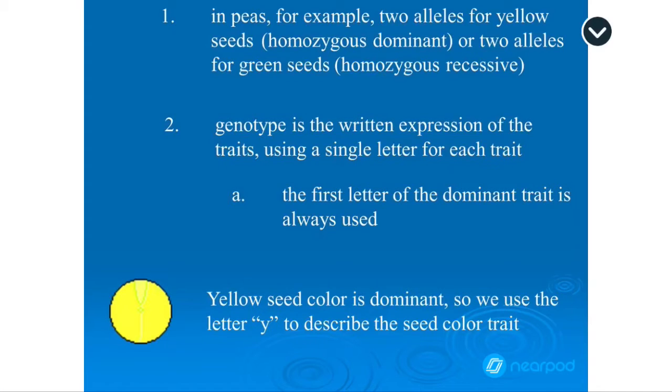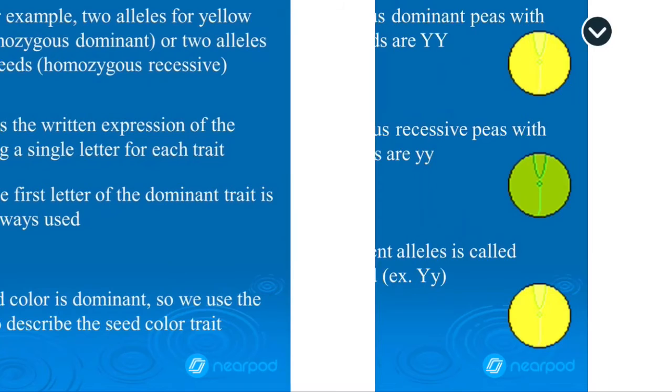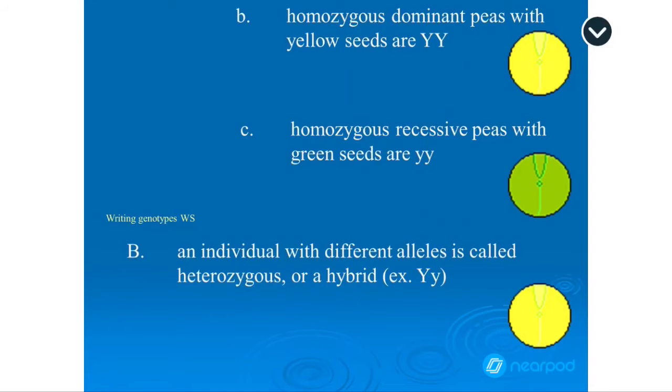The genotype is written out using the first letter of the dominant form of the trait. So if we're talking about seed color, we're going to use the letter Y, a big Y for yellow and a little y for green. Hopefully all of this makes a lot of sense to you. And so homozygous dominant, big Y, homozygous recessive, little y. And if they're different, the prefix hetero means different. Heterozygous is big Y, little y, one of each. Hybrid is another way to say that.